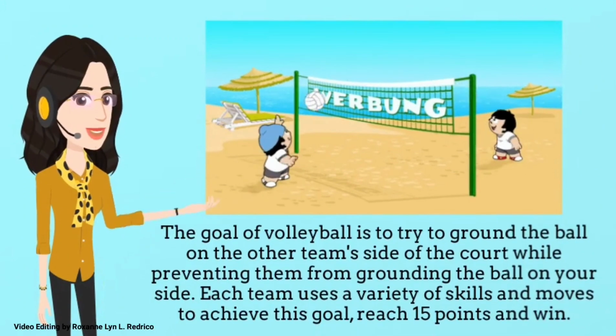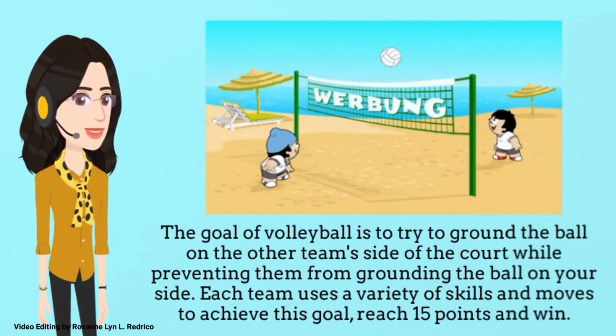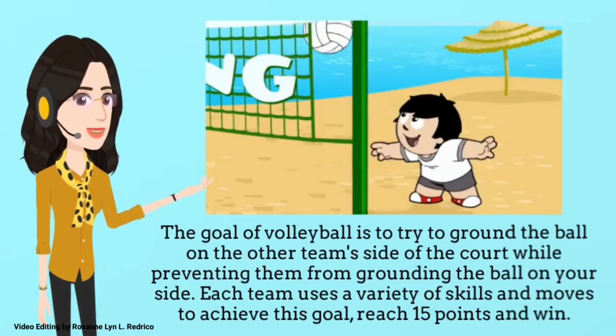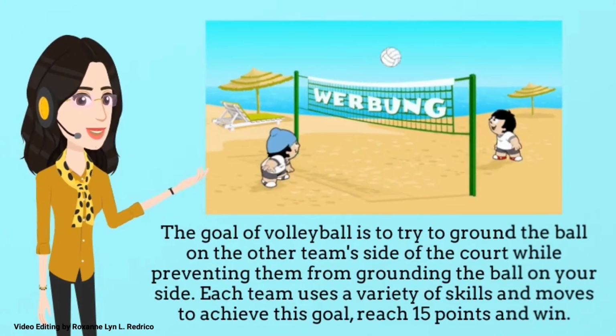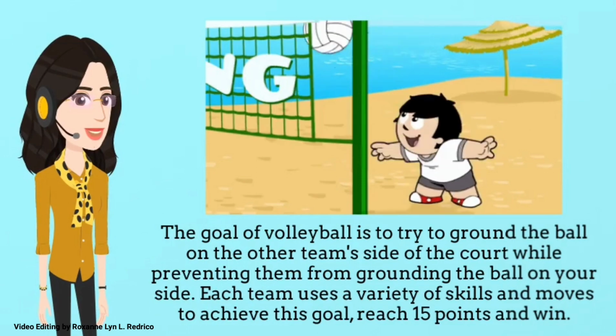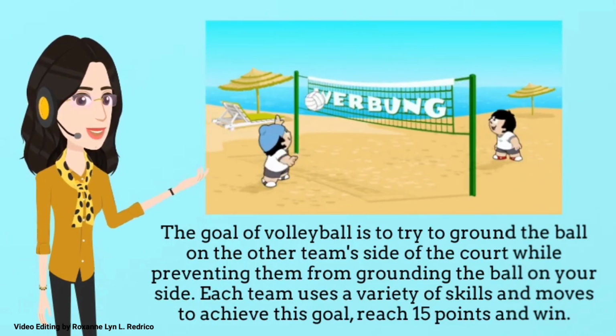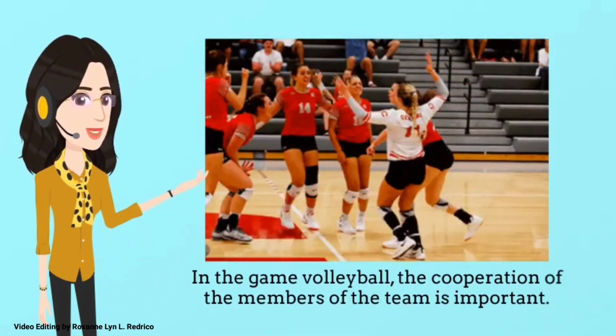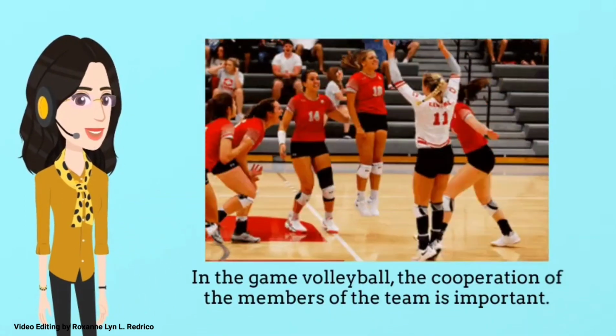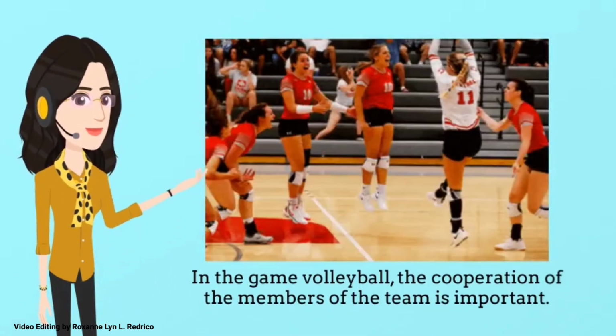The objective of volleyball is to try to ground the ball on the other team's side of the court, while preventing them from grounding the ball on your side. Each team uses a variety of skills and moves to achieve this goal, to reach 15 points and win. In the game of volleyball, the cooperation of the members of the team is important.